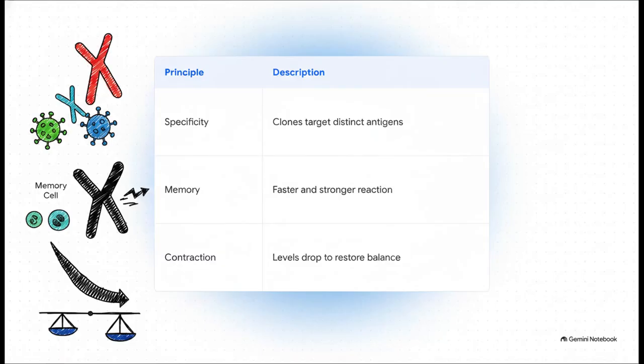So this single antibody curve essentially tells the entire dramatic story of your immune system. It proves specificity, tailoring responses to distinct threats, say virus X versus virus Y. It proves memory, launching vastly faster secondary attacks. And it proves contraction, intentionally dropping those levels back down to restore your vital biological balance.